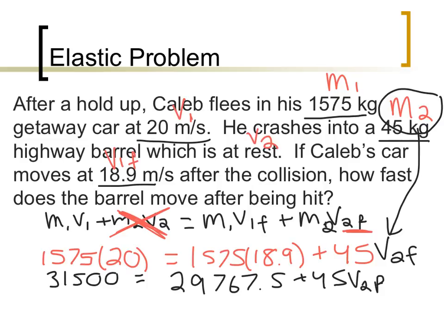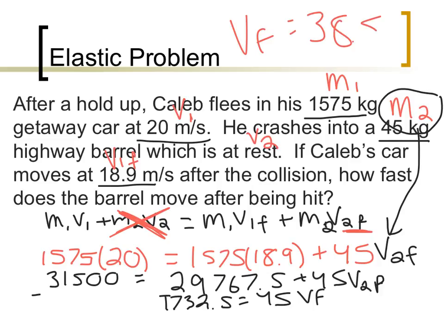Okay, so let's subtract over on this side. I'm going to get 1732.5 equals 45 VF. And we just divide, and I'm going to get VF equals 38.5 meters per second. We're going to go through a lot more of these problems in class, so make sure you have your equations down so that we can work on them as a class and you can get better at them and also see different situations.